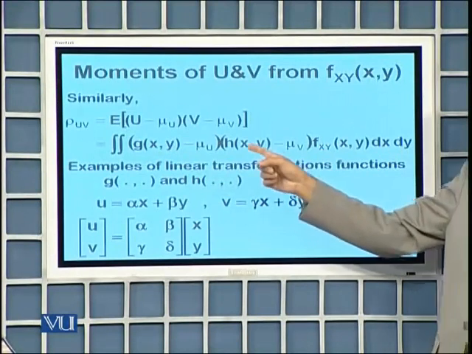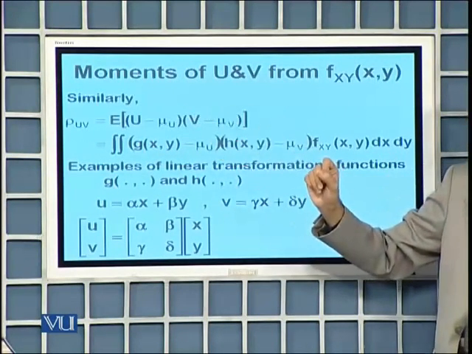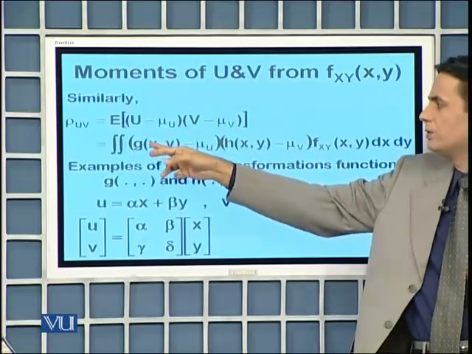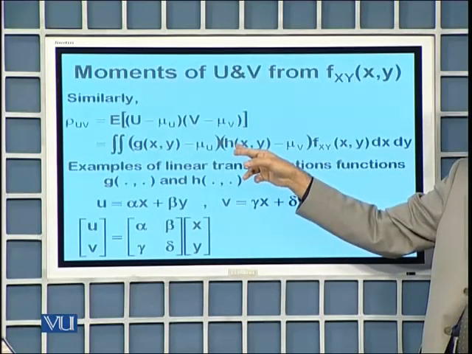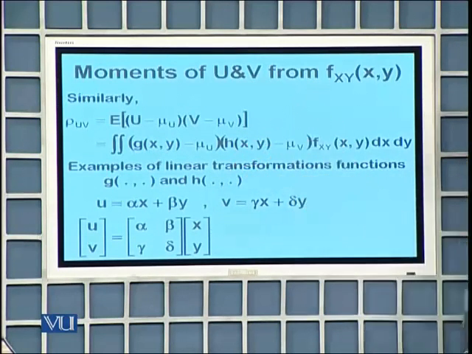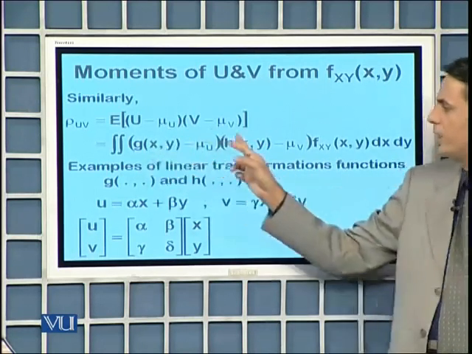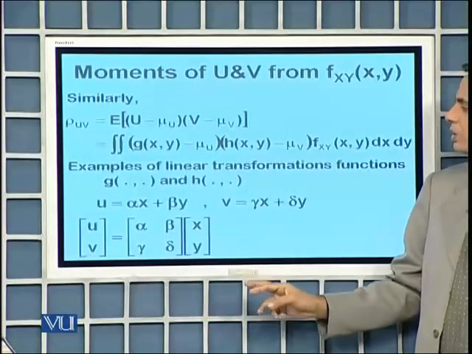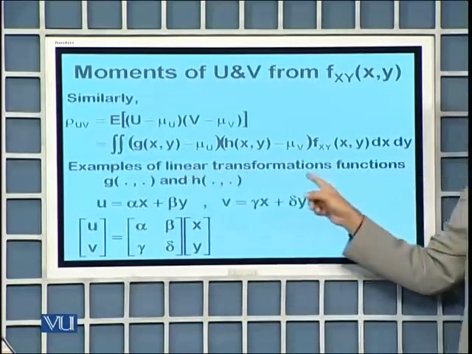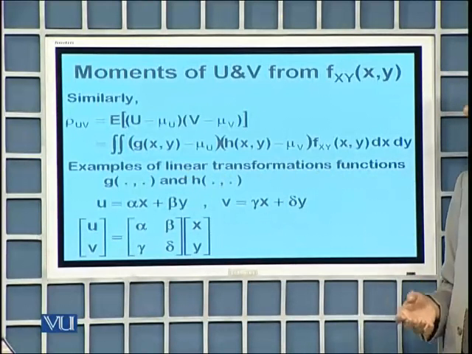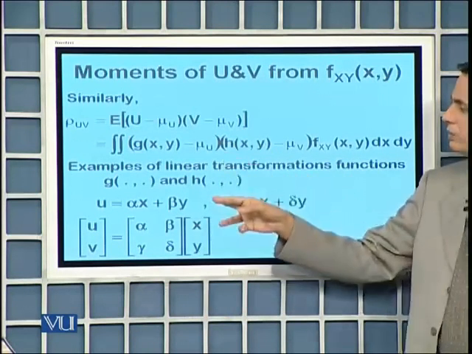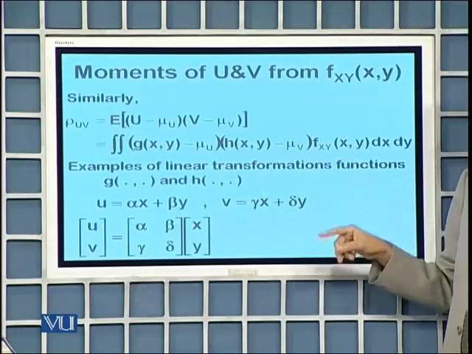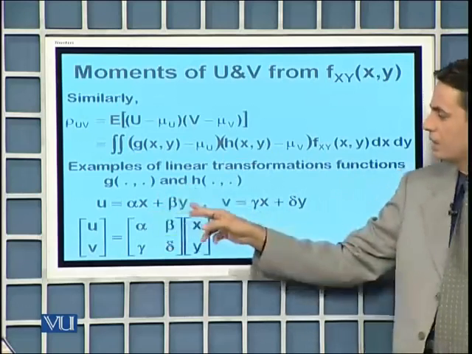You can use this expression to find covariance of u and v no matter what is the nature of this transforming function g and the nature of transforming function h. Similarly, you can use the other expressions shown on previous slides. But if these transforming functions g and h belong to a special class of transformations called linear transformations, then it's very easy to find the value of different moments of u and v directly in terms of values of different moments of x and y.